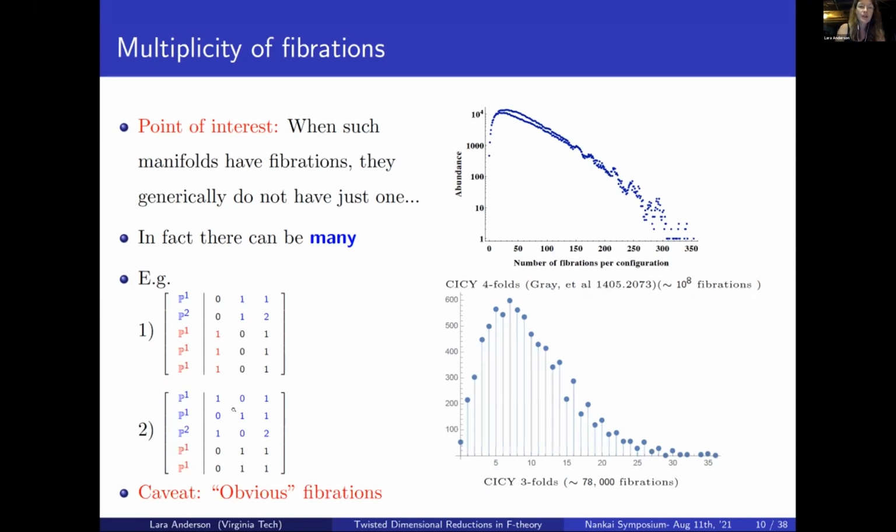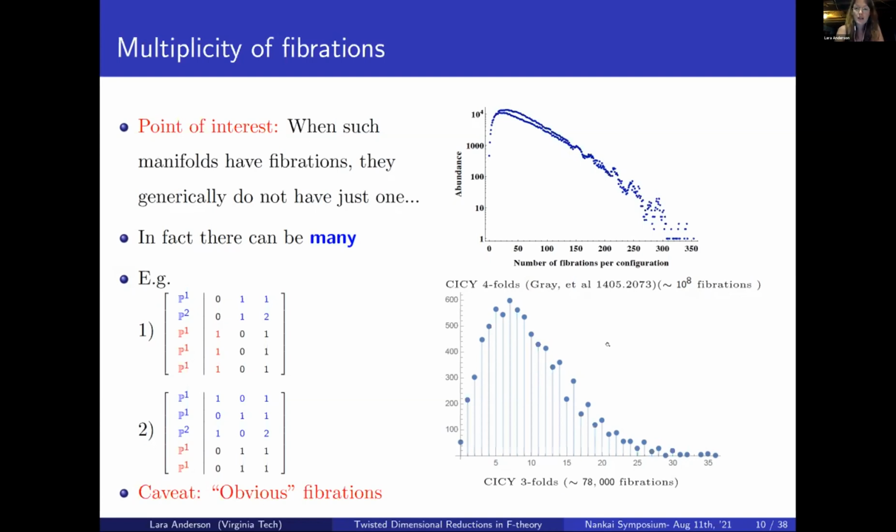So simply by rearranging rows and columns, you can view the same manifold as an elliptic fibration or genus 1 fibration. Written this way, this blue highlighted stuff is the description of a genus 1 curve over P1 times P1. And rearranging it, we can actually change this to the description of an elliptic fiber over dP1. So there can be more than one obvious fibration for a given algebraic description.